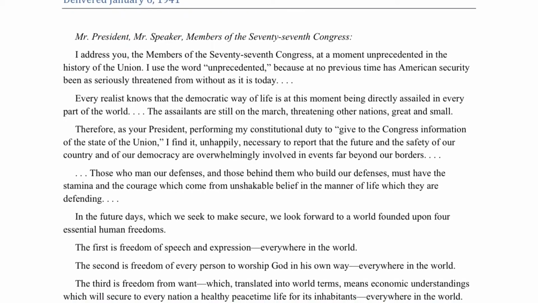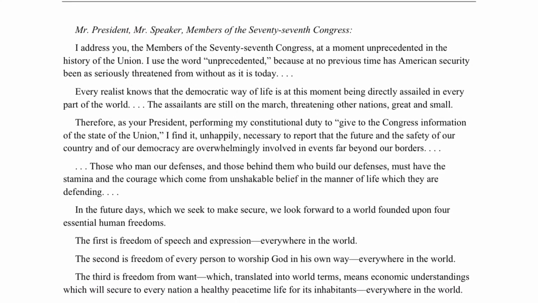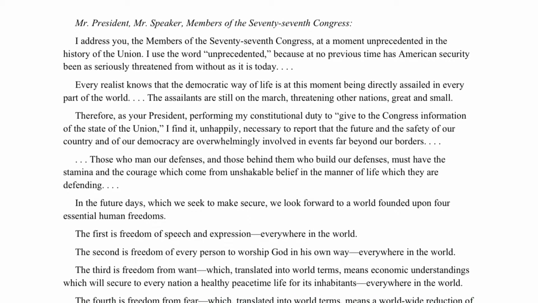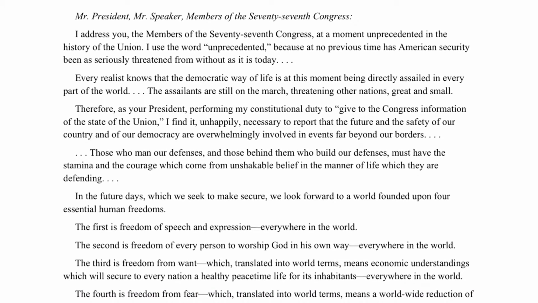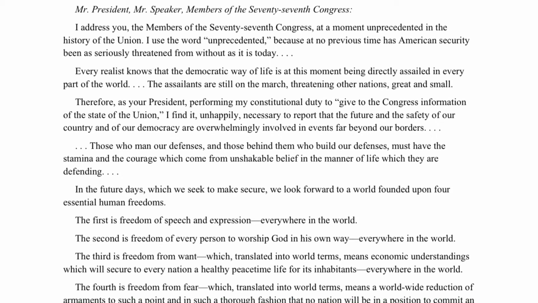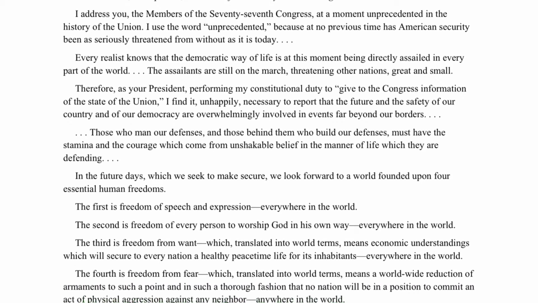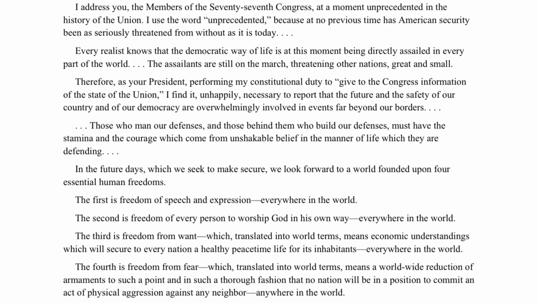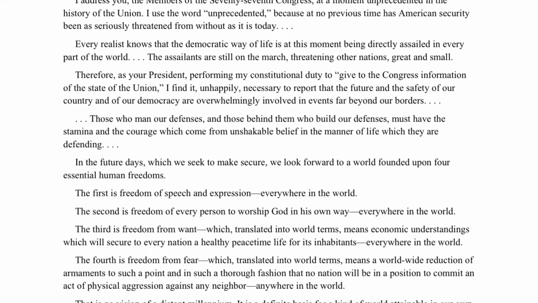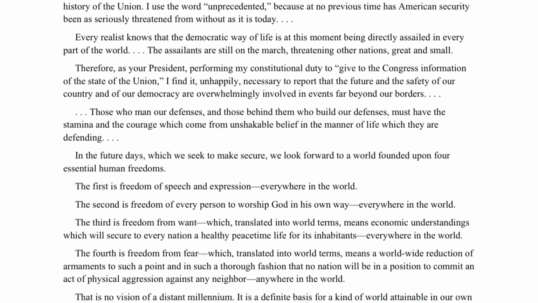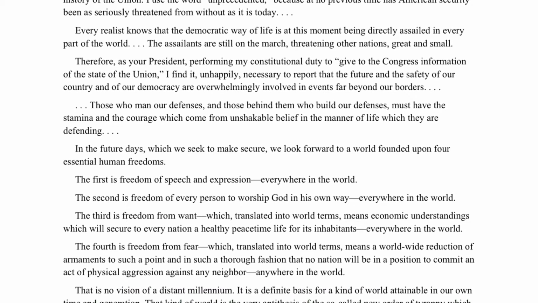Mr. President, Mr. Speaker, members of the 77th Congress. I address you, members of the 77th Congress, at a moment unprecedented in the history of the Union. I use the word unprecedented because at no previous time has American security been as seriously threatened from without as it is today. Every realist knows the democratic way of life is at this moment being directly assailed in every part of the world. The assailants are still on the march, threatening other nations, great and small. Therefore, as your president, performing my constitutional duty to give to Congress information on the State of the Union, I find it, unhappily, necessary to report that the future and safety of our country and our democracy are overwhelmingly involved in events far beyond our borders.